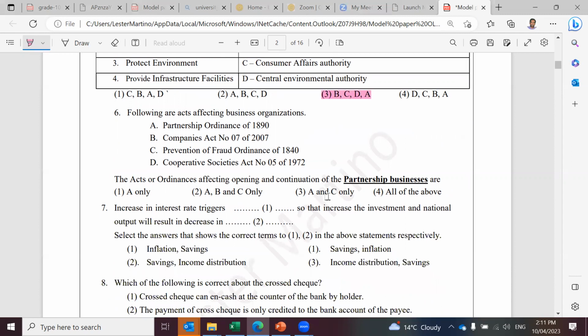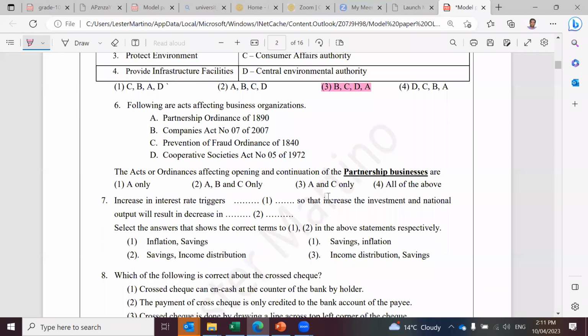Question number 6. Following are acts affecting business organizations, or probably ordinances. So they have given 4 of them. The acts or ordinances affecting the opening and continuation of a partnership business. What is your answer? I need an answer from you.